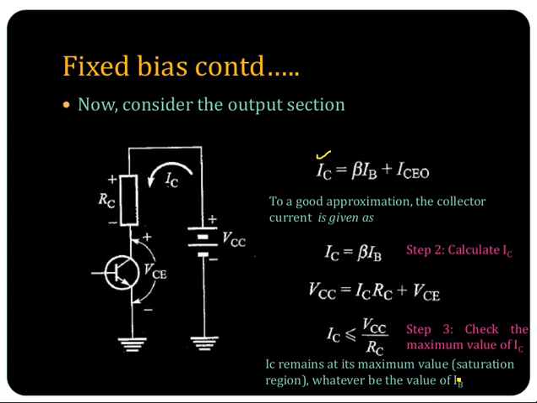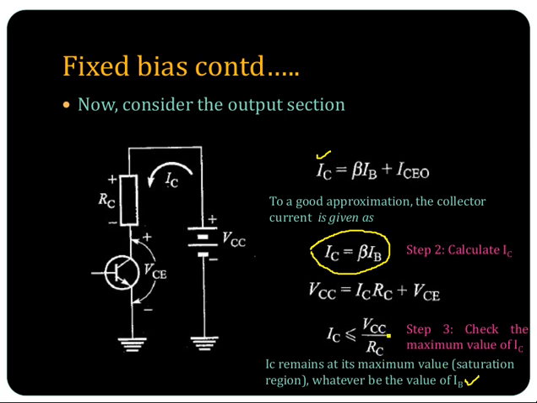So IC will remain at its maximum value in the saturation region, whatever be the value of IB. What is that maximum value? You know the output characteristics. We have plotted the load line. So IC should be less than or equal to VCC by RC. You have to check whether the IC you obtain from the equation IC equal to beta IB is greater than VCC by RC. We have to ensure that it is less than VCC by RC. You saw the clipping when we discussed the operating point A in the previous lecture. So IC is limited by VCC by RC.